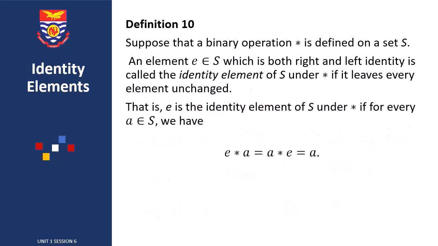Good. Definition 10. Suppose that a binary operation star is defined on a set S. An element Y of S which is both a right and a left identity is called the identity element of S under star if it leaves every element unchanged, that is, if it has a neutral effect. So for every A in S, the left identity element equals the right identity element, and the result equals A. Whether the identity operates from the left or the right on the element, the same result is obtained.